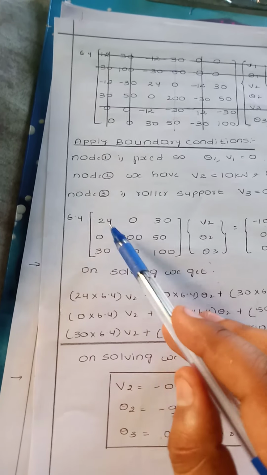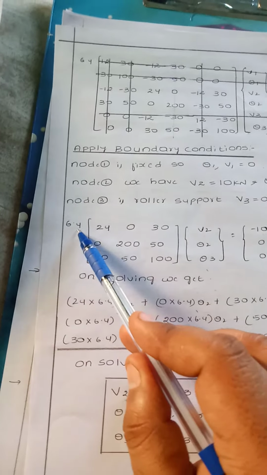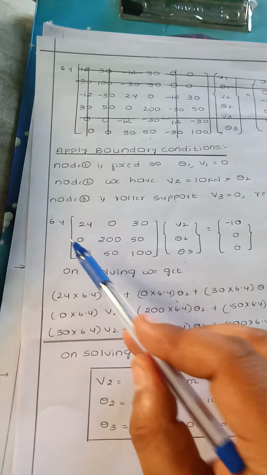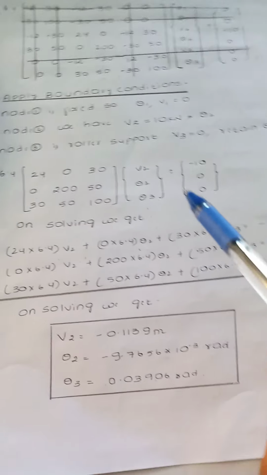Now take this one and do the matrix multiplication. 6.4 into 24 into V2 plus 0 into 6.4 into theta 2 plus 30 into 6.4 into theta 3 is equal to minus 10. Similarly for the next one, 0 into 6.4 into V2 plus 200 into 6.4 into theta 2 plus 550 into 6.4 into theta 3 is equal to 0. Like that you have to do. Again I am telling you, take a calculator and you can easily calculate this.